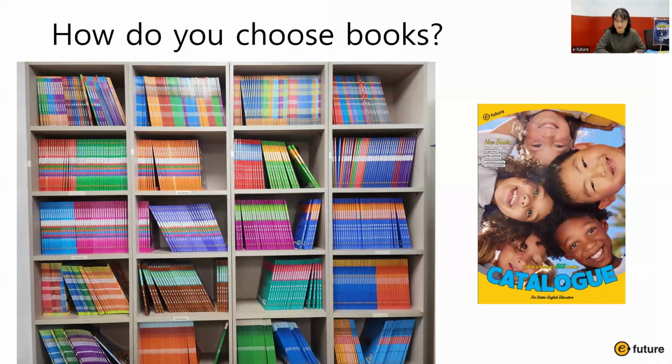So how do you choose books? You can tell me, you can type in the chat box how you choose the books. You can probably choose books from a bookstore. You go to the bookstore and look at the books and choose. Or you can pick up catalogs from different publishers and look through the catalogs and choose the books. And from a book supplier. Okay, good. And you can also visit the publisher's website and look at the books.